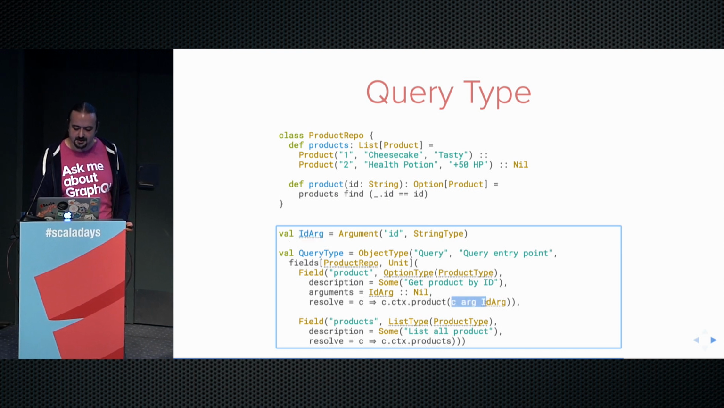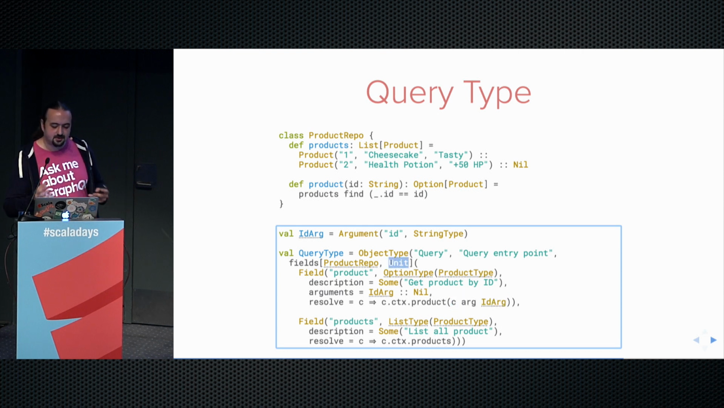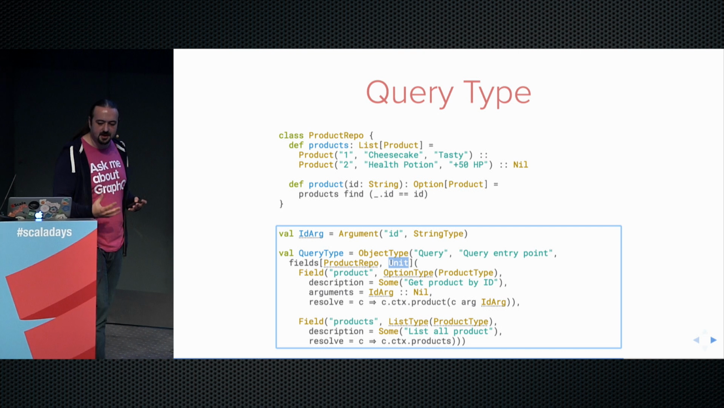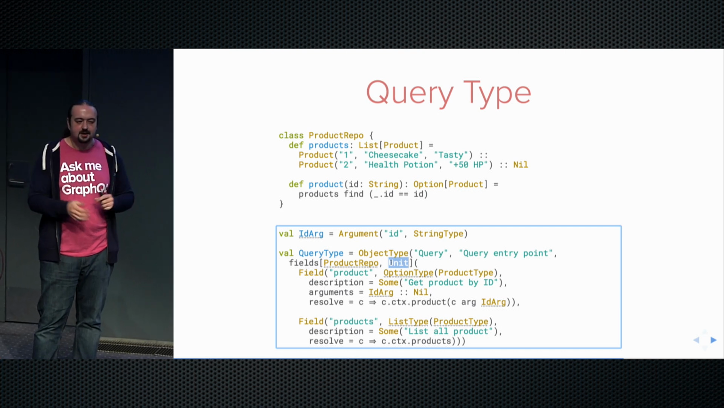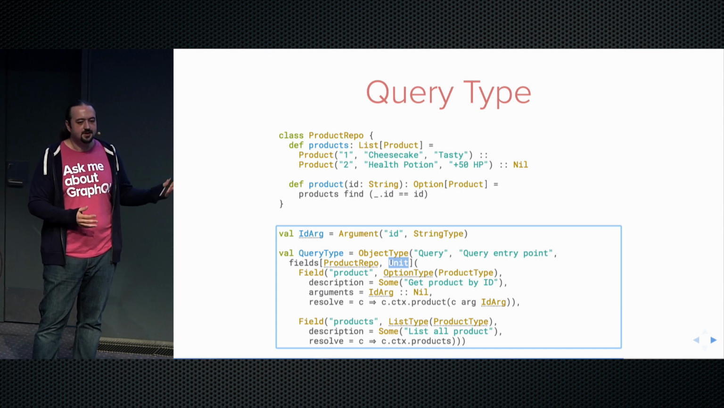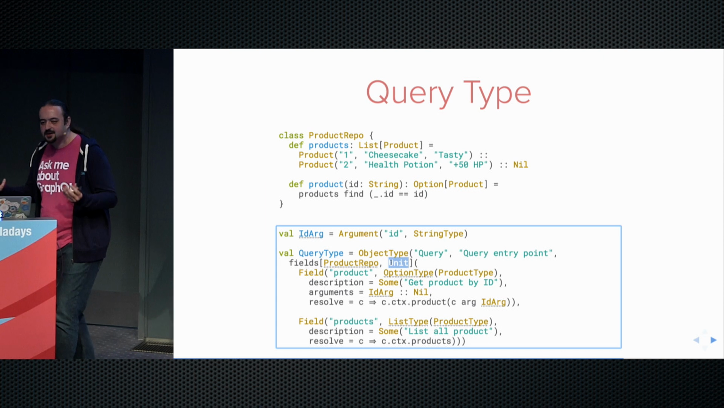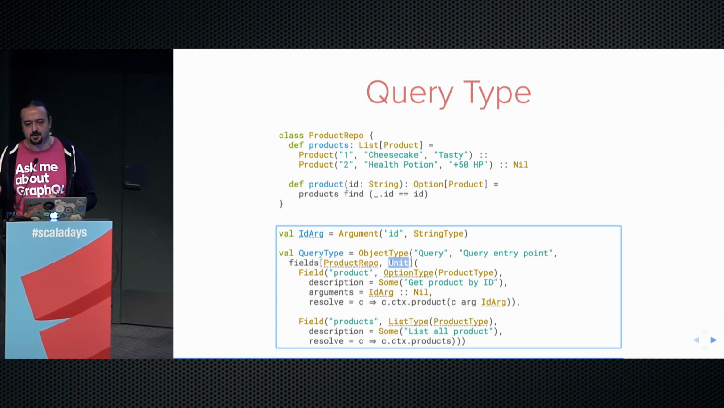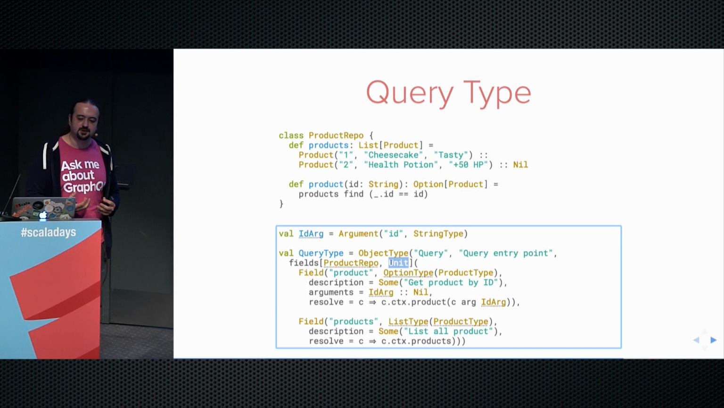So this is how I extract the argument from a context in this resolve function. And another difference is, you saw before that normally I defined those types in terms of something else. For example, I defined this product in terms of a product case class. Well, in this case, I don't have any entity. It's an entry point. But what I need is access to a product repository.